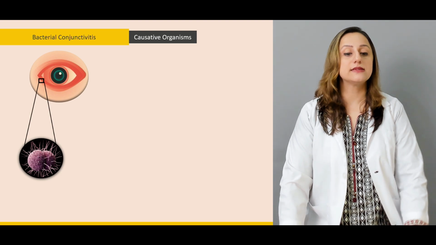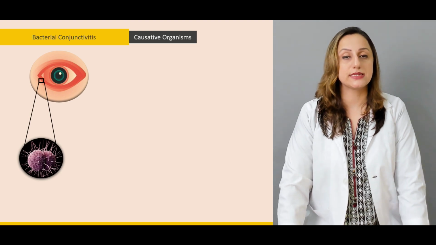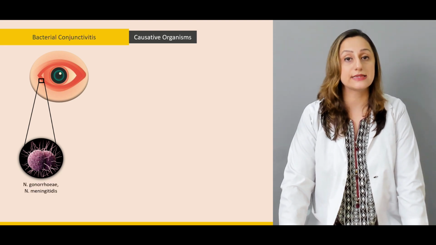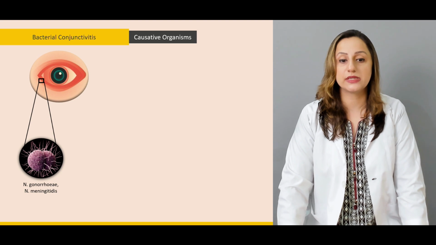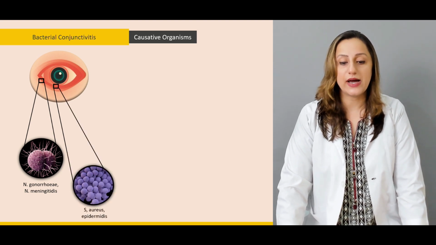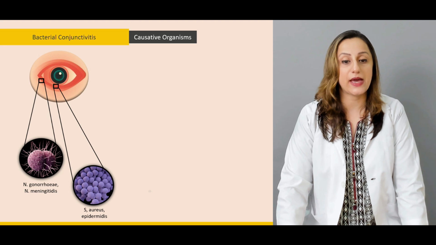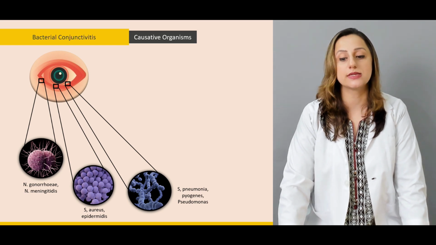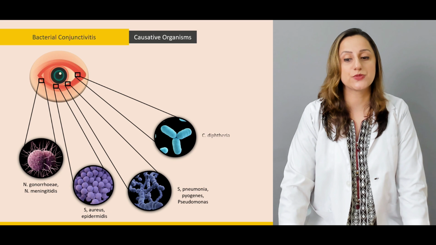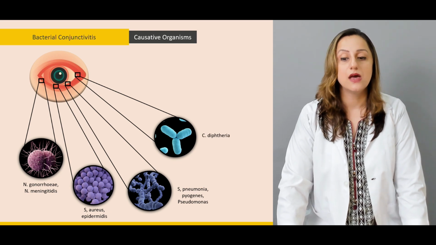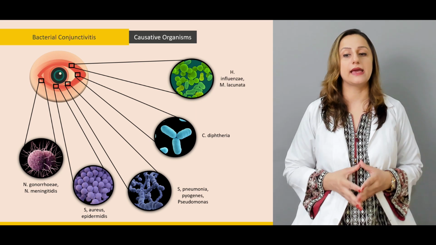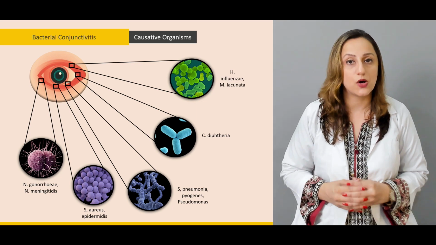The causative organisms or bacteria that can be responsible for the development of bacterial conjunctivitis include Neisseria gonorrhoeae. We have Neisseria meningitidis as well. And then we have Staph aureus, Staph epidermidis, Streptococcus pneumoniae, Streptococcus pyogenes, and Pseudomonas, which is sometimes responsible in a lot of cases. We have Corynebacterium diphtheriae. And then finally, we have H. influenzae and M. lacunata over here.